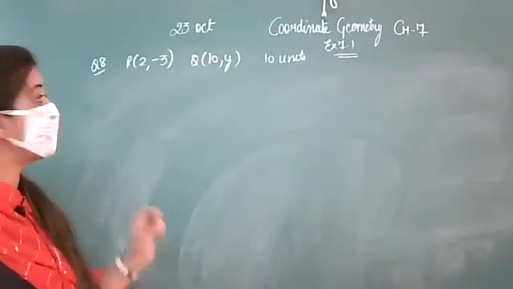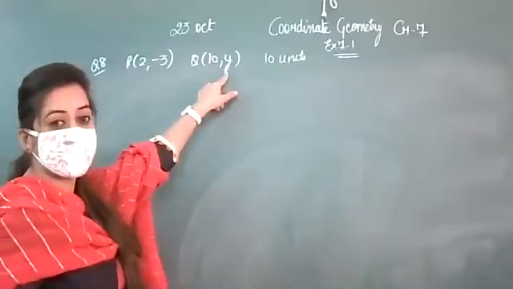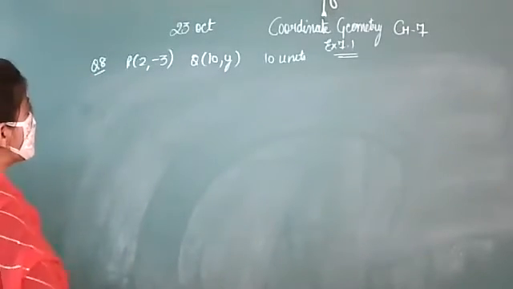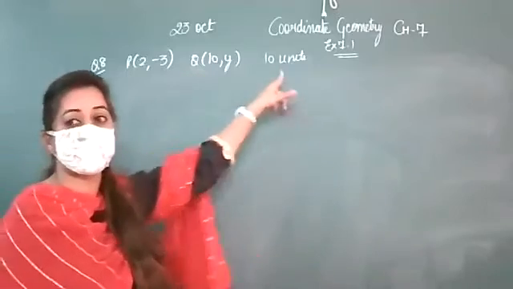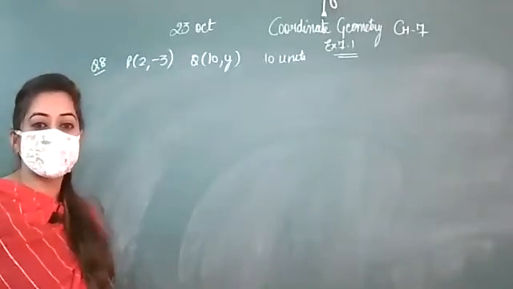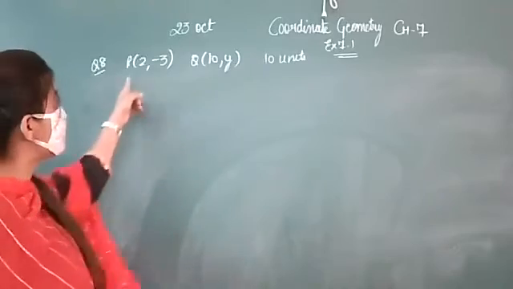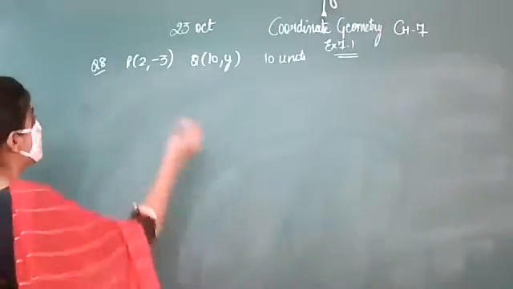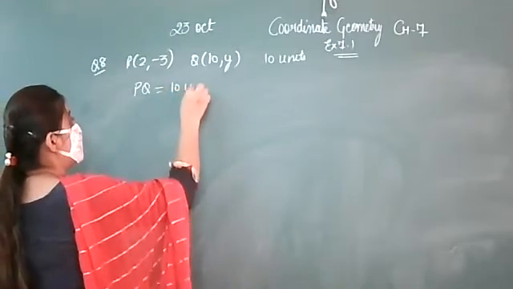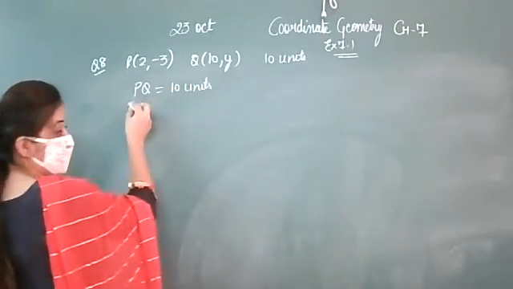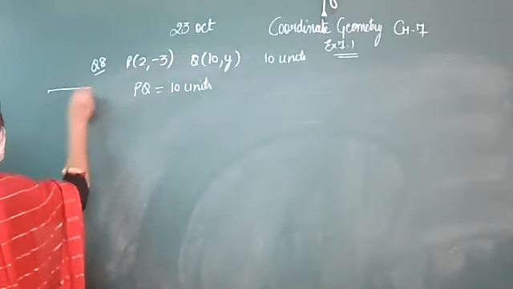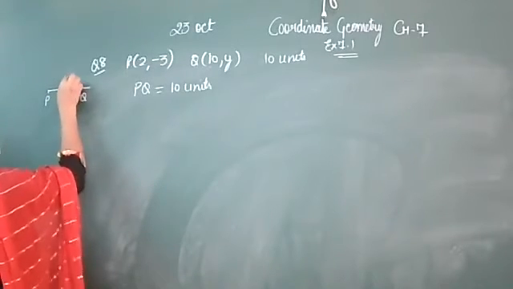Now, beta, next question is question number 8. In question number 8, you have to find the value of the missing variable y such that the distance between the points P and Q is 10 units. It says the distance between the two points P and Q is 10 units. That means PQ is equal to 10 units, that is given in the question.